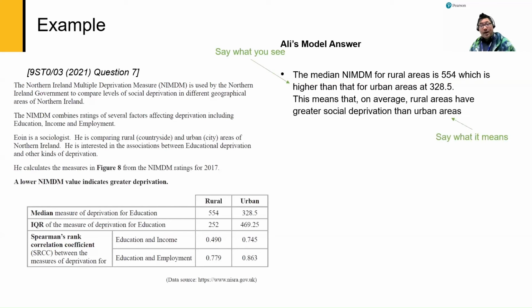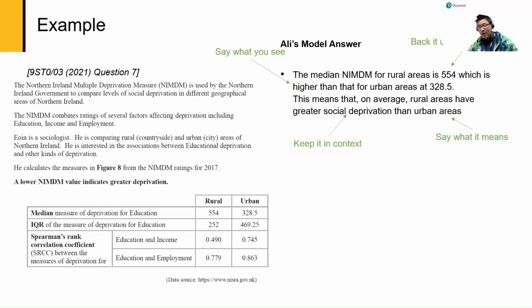I've said what it means. That means, on average, rural areas have a greater social deprivation than urban areas. You'll notice I've backed it up with numbers. The numbers are not just in the question, I've actually put them into my paragraph because they're supporting my argument. And I've kept it in context.